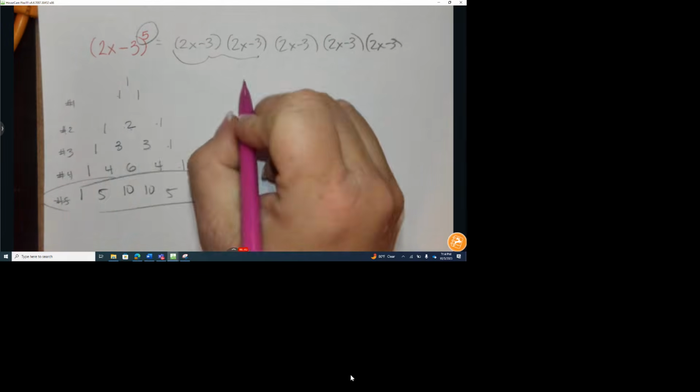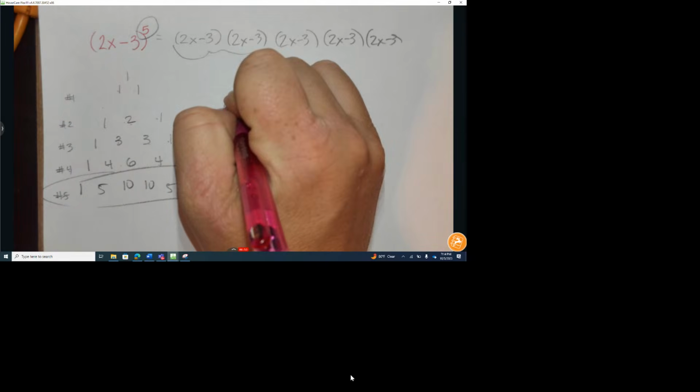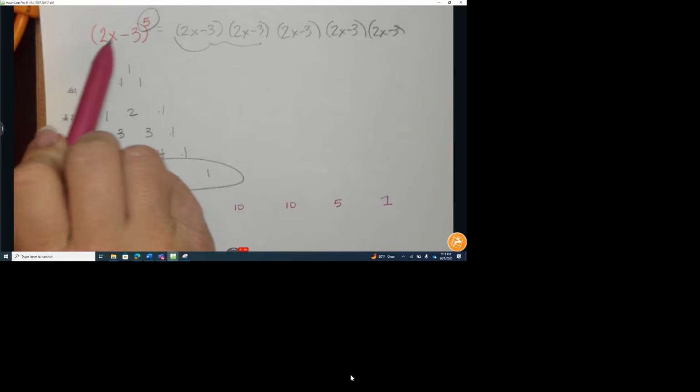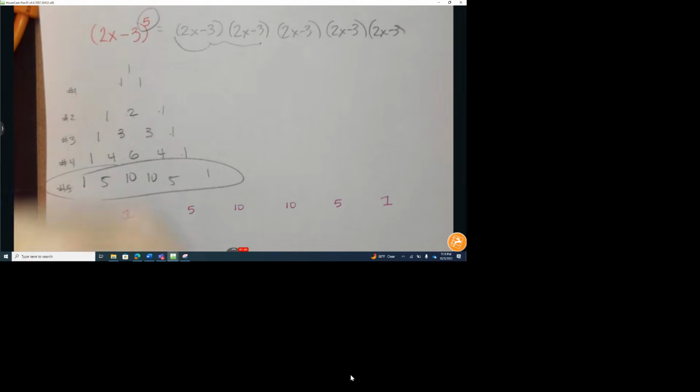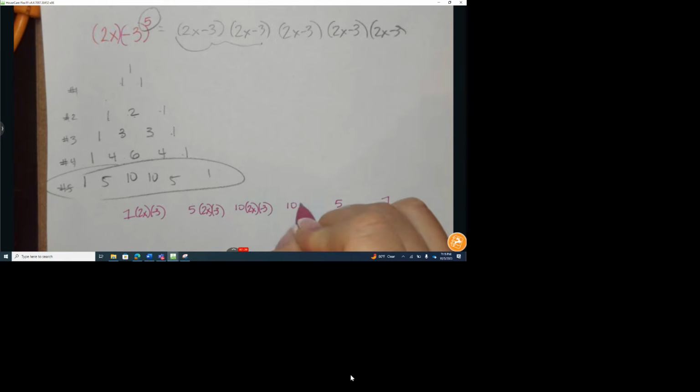Remember the 5th. So I'm going to write down each one of these coefficients. I have 1, 5, 10, 10, 5, and 1. Okay, so I'm going to think of each of these as separate. This binomial, I'm going to separate them. So think of it just like this. I have 2x and negative 3, 2x and negative 3, 2x and negative 3.